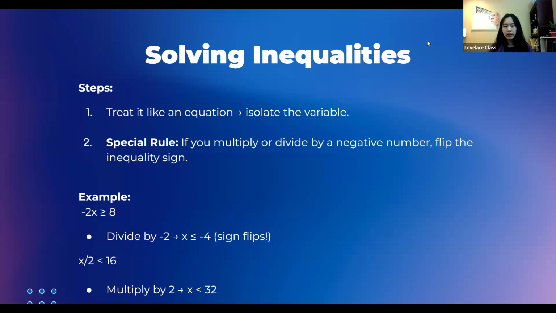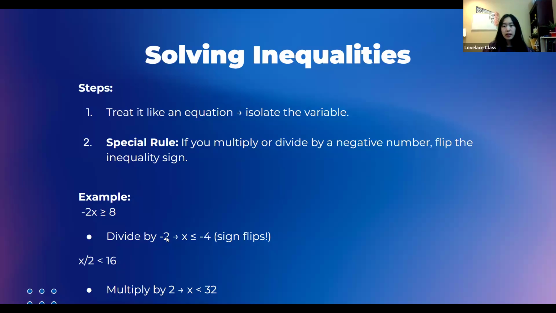So what do I mean by flip the inequality sign? Well, we can look at these examples. If we have negative 2x greater than or equal to 8, right? Well, we have to divide by negative 2, and negative 2 is a negative number. So in this case, instead of x is greater than or equal to, when we divide by negative 2, we get the right-hand side equals negative 4. But instead of saying x is greater than or equal to negative 4, x has to be less than or equal to negative 4. And we have to do this type of sign flip.